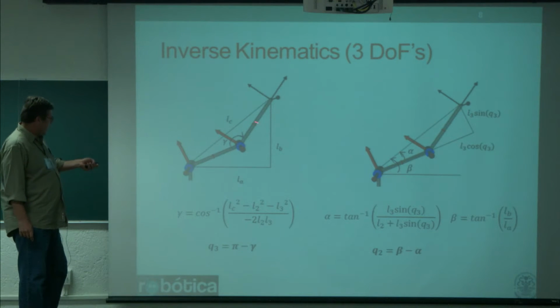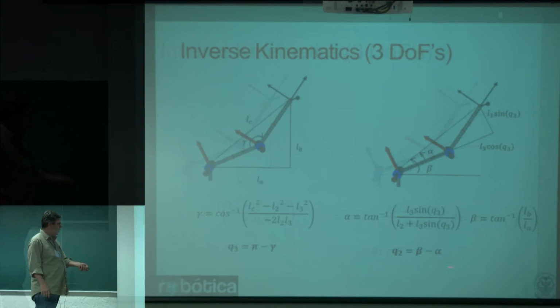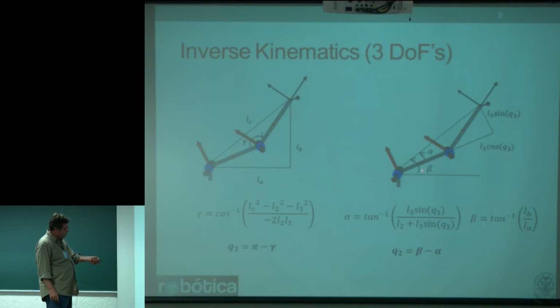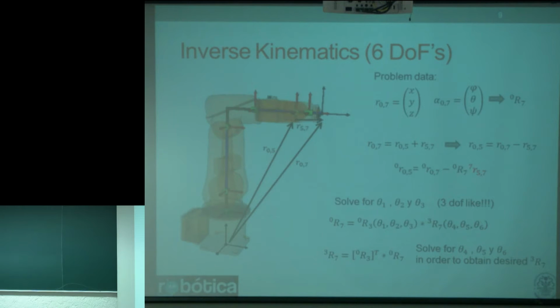Then beta, we can compute it from here, LB over LA, the inverse tangent, or atan. And then subtracting these two, we will have this difference, which is Q2, the second angle. So this allows us to compute the first 3 angles. But the problem doesn't end there for a 6 degree of freedom robot.